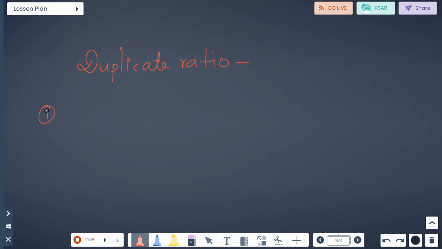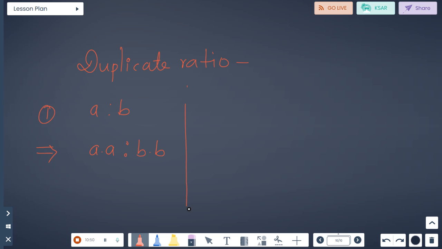Suppose our given ratio is A is to B, and we have to find the duplicate of that ratio. A is to B means we have to square that ratio. That means A multiplied by A is to B multiplied by B.